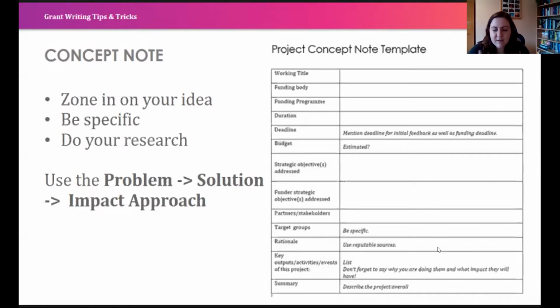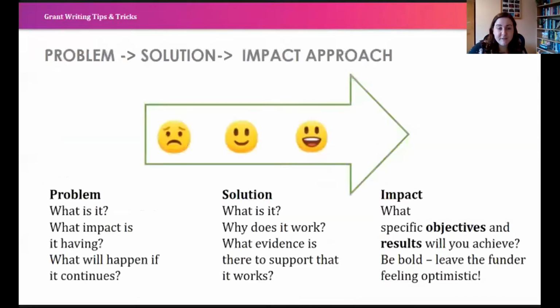And one thing I always recommend, maybe even before you do your project concept note, is to use this problem-solution-impact approach to frame your project. And we'll have a closer look. I have a very sophisticated illustration here to demonstrate this. But basically, when you've got this big idea and you're trying to structure it, try and roughly break it down into problem, solution, impact. So the problem: what is it? What impact is it having? What will happen if it continues?